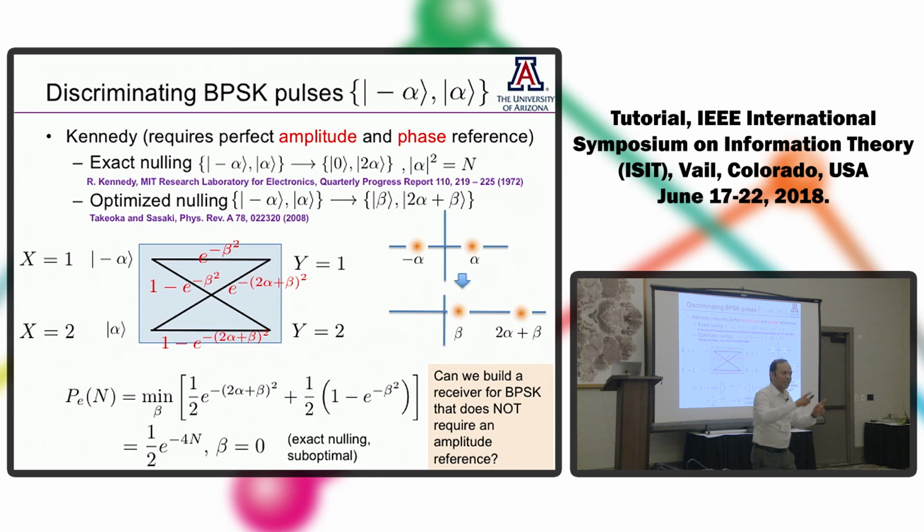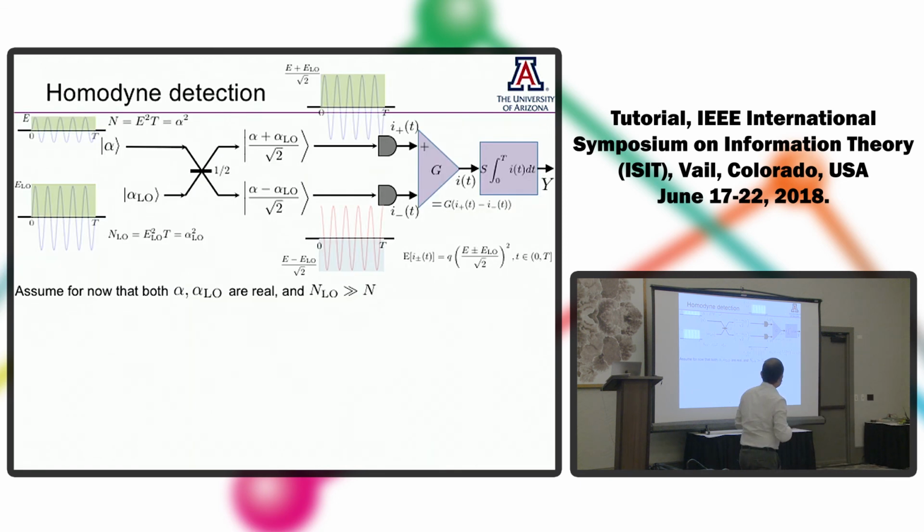Can you build a receiver that can discriminate between BPSK, alpha and minus alpha, but only with a phase reference, where an amplitude reference is not required? Because requiring an amplitude reference is very artificial. You are looking at the output of the channel. You don't know how much loss is going to be there in the channel. So we don't know what is the actual amplitude you will receive. You'll probably know that you will receive some minus or plus beta, but you will not know what that beta is. So that takes us to the next receiver design we'll talk about, and again, very simple to understand from the theory we have learned so far, called homodyne detection.